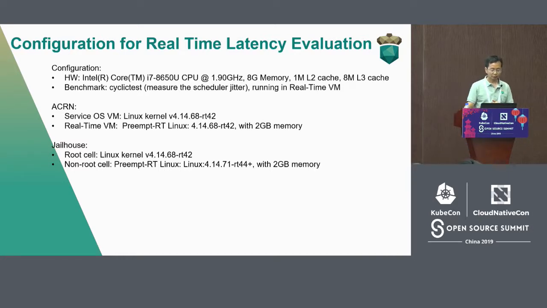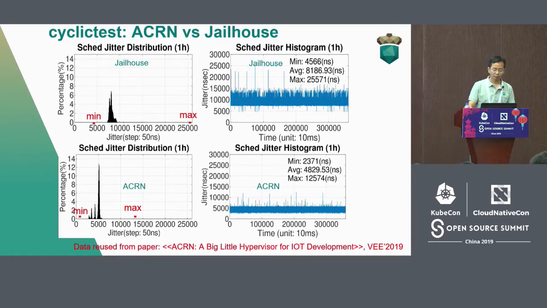But how about its real-time performance? We have evaluated the real-time latency. We have an Intel Core CPU with 1.9 gigahertz and 8 gigabyte memory, and we also have the Preempt-RT for both, and we would benchmark both on their configuration, and this is the result we've got.